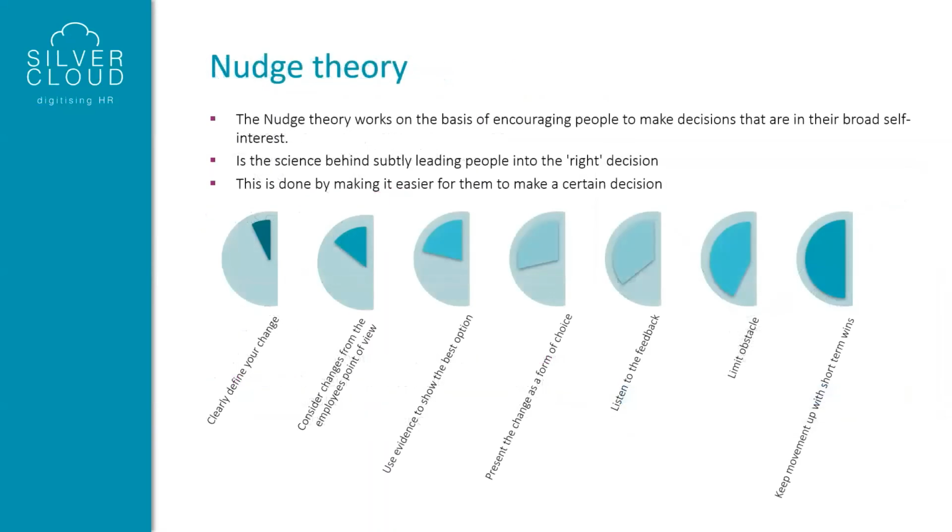Nudge theory, another different model that is sometimes used, works on the basis of encouraging people to make decisions that are in their broad self-interest. It's the science behind subtly leading people into the right decision, and this is done by making it easier for them to make a certain decision. Clearly define the change, consider changes from the employee's point of view, use evidence to show the best option, present the change as a form of choice, listen to the feedback, limit the obstacles, and keep momentum with short-term wins.